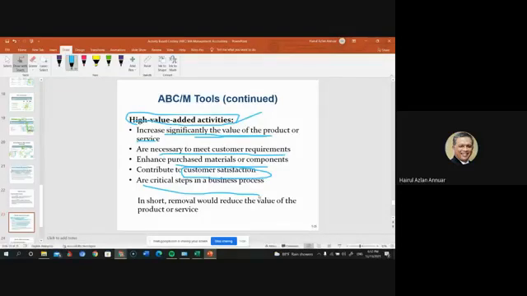In our example, all those four activities, setup, engineering, machine hours, packing, in our example just now, all these are critical. Without them, the products will not be of high value. Okay.